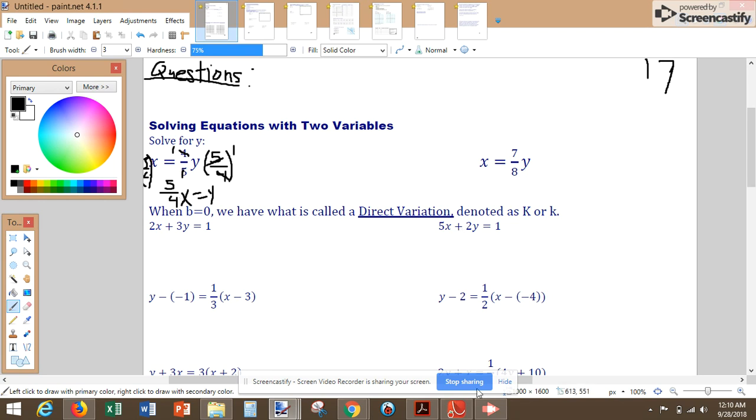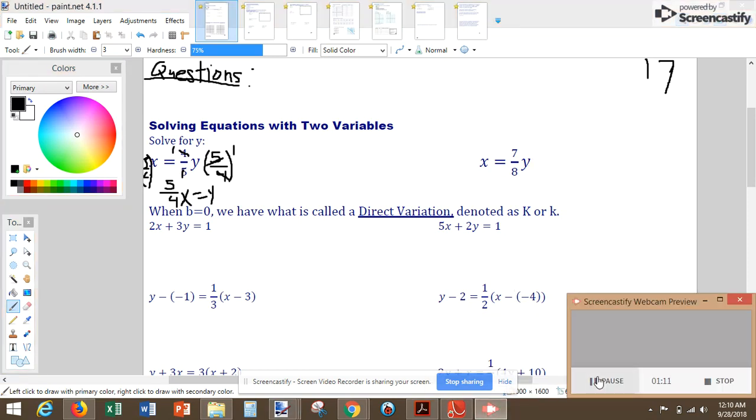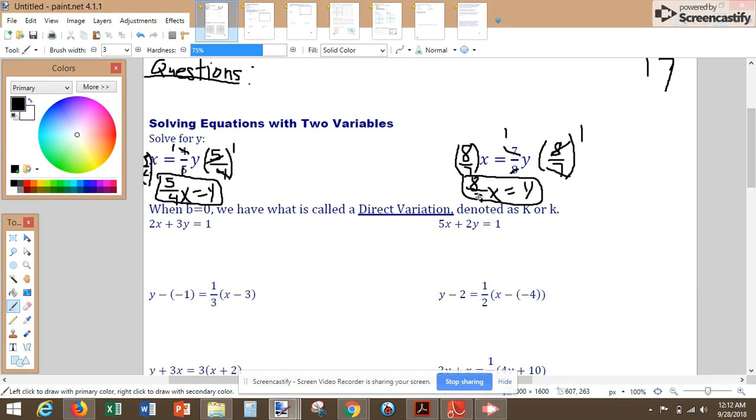Okay, pause the video. See if you could do this next one. X equals 7 over 8y. For this one, you should get 8 over 7x equals y. We flip the coefficient fraction, so it becomes 8 over 7. Multiply that on both sides of the equal sign.